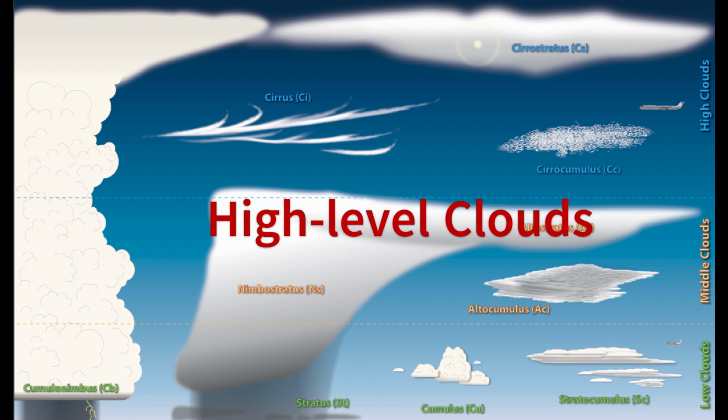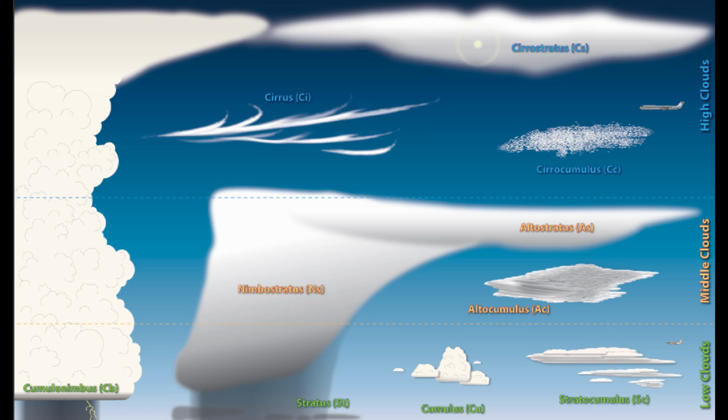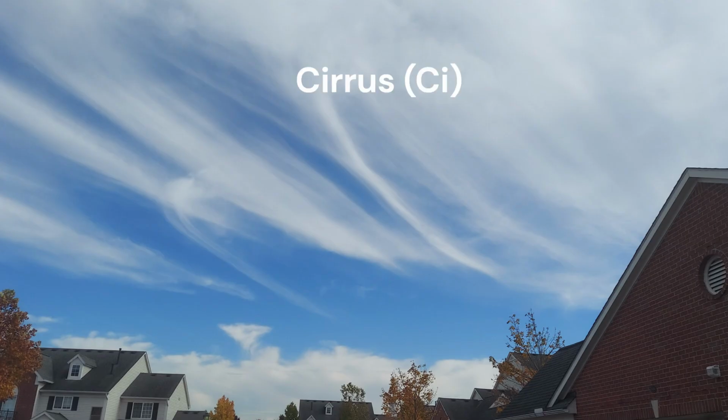First, let's take a look at the high level clouds: cirrus, cirrocumulus, and cirrostratus. Cirrus clouds often look like a feather or a thin strand of hair. They usually indicate fair weather, but if you see them thickening, a change in the weather might be on the way.